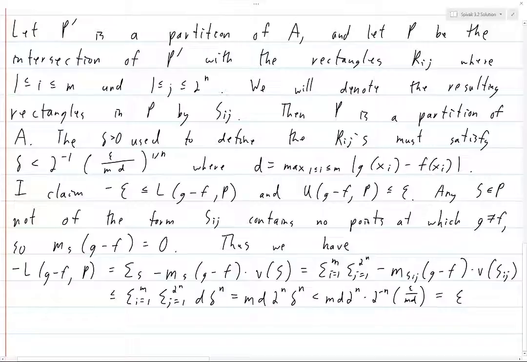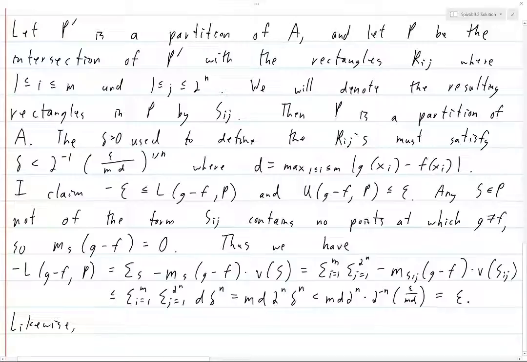So this is what I did in order to figure out why I chose delta less than 2 to the minus 1 times epsilon over m D to the power of 1 over n. It's because I got to this point where I have m times D times 2 to the n times delta to the n, and I need this to be less than epsilon. So what condition does that impose on delta? I just solved for delta, and I got this. Okay. So that's how we do that.